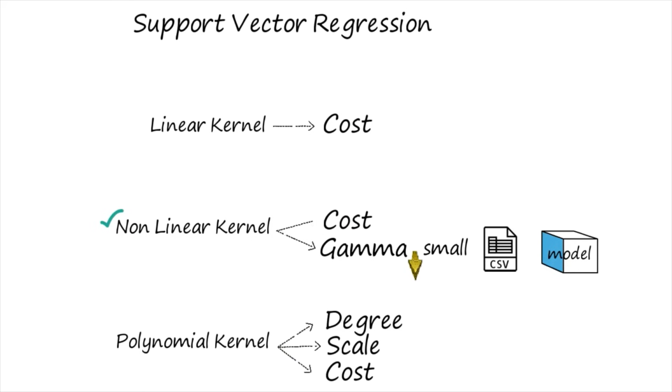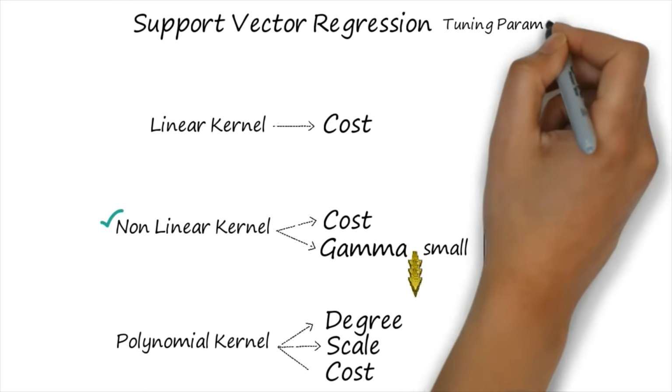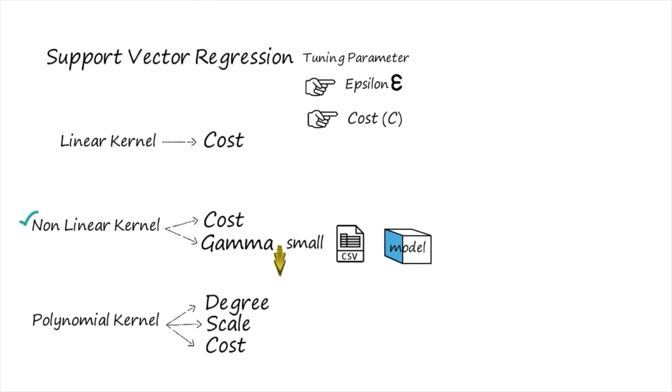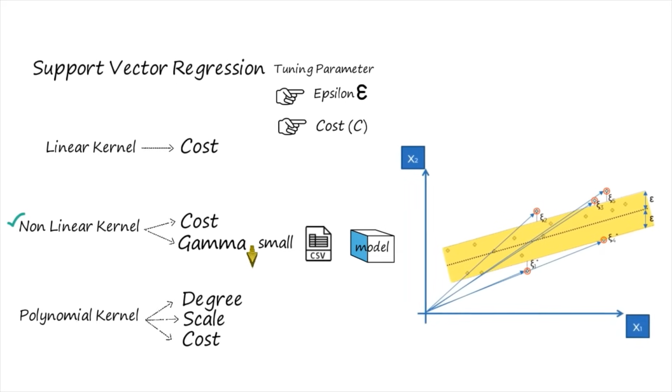In case of support vector regression tuning parameters, we will use two factors. One is epsilon and another one is the cost, that is C. Now if you look at this diagram, this is the epsilon. Epsilon means the distance, the threshold value you can say, which is drawn vertically with this x2 line that I have explained. So we have two tuning parameters, epsilon and the cost. These two things we have to remember. So this is the very basic concept of kernel.